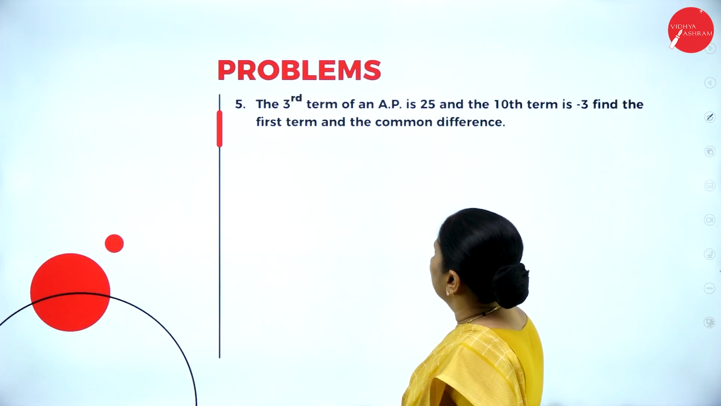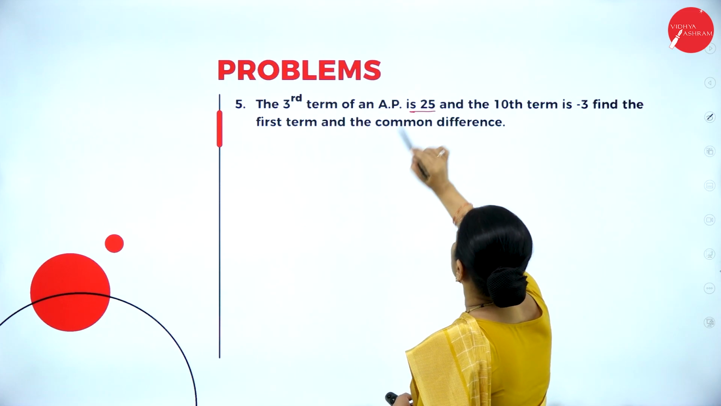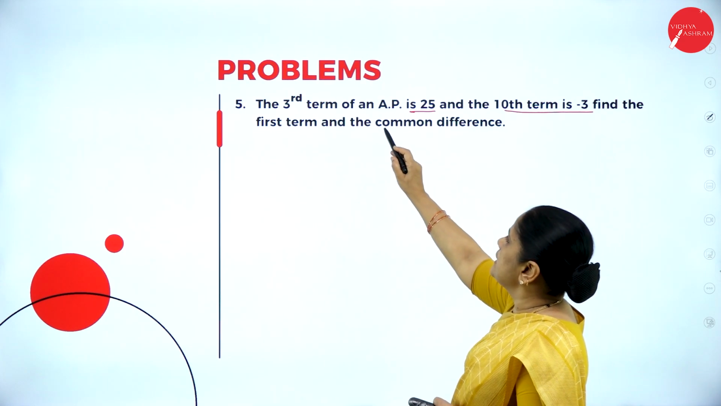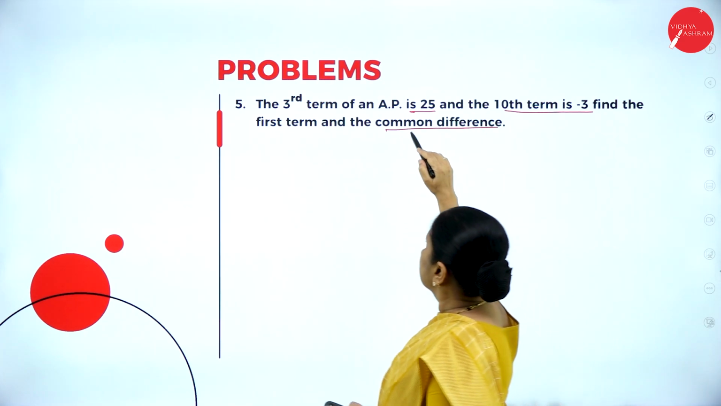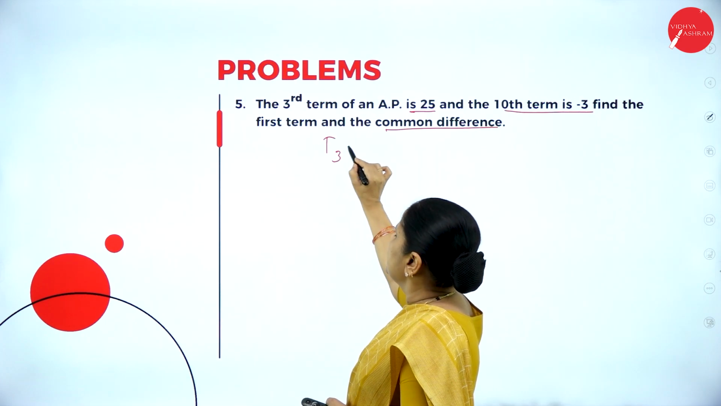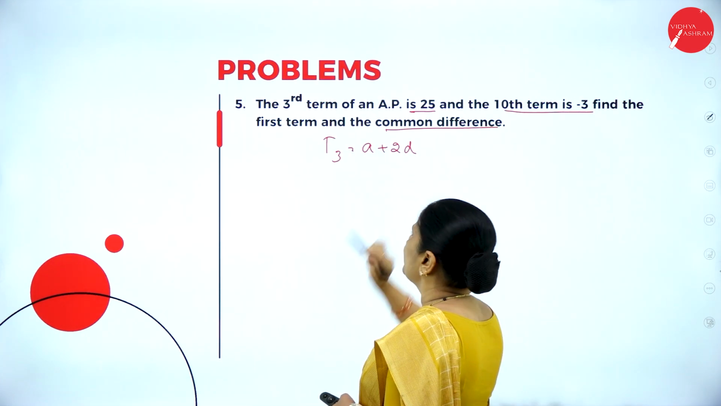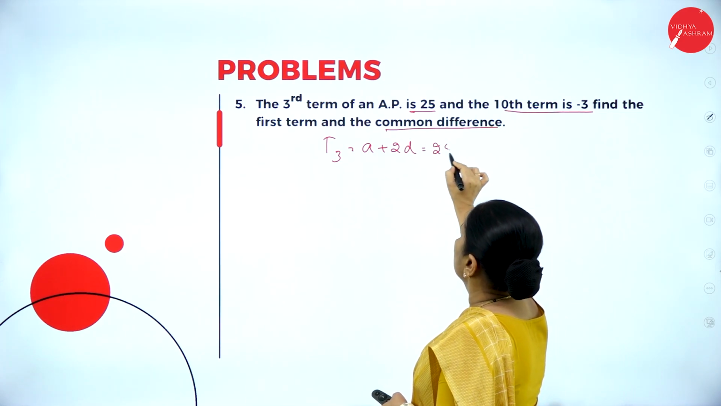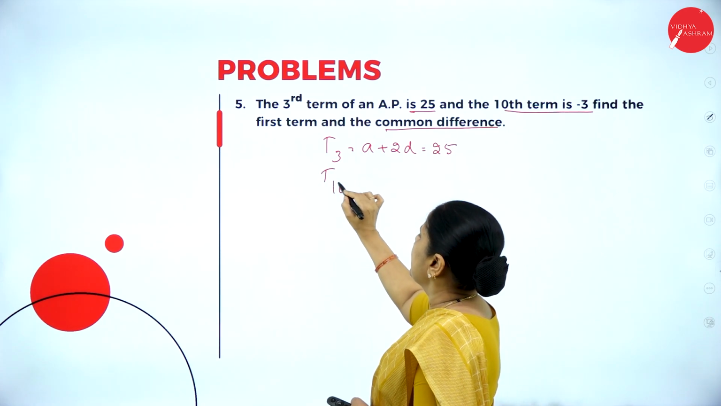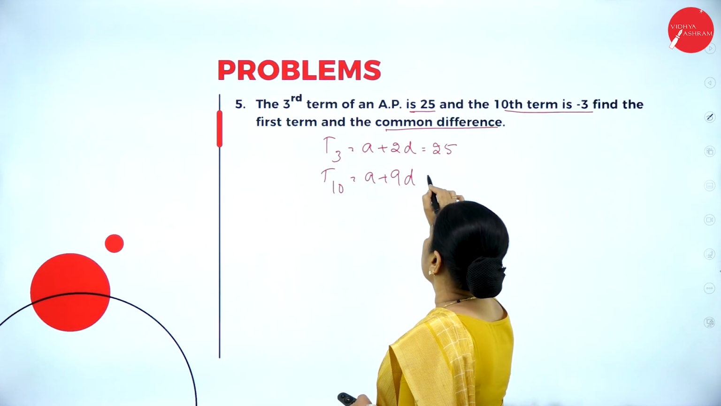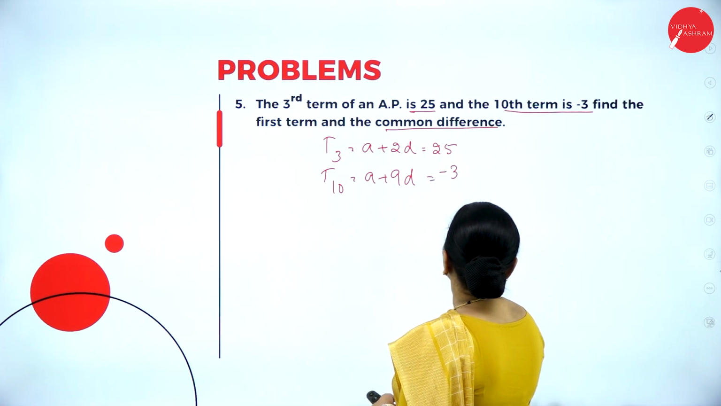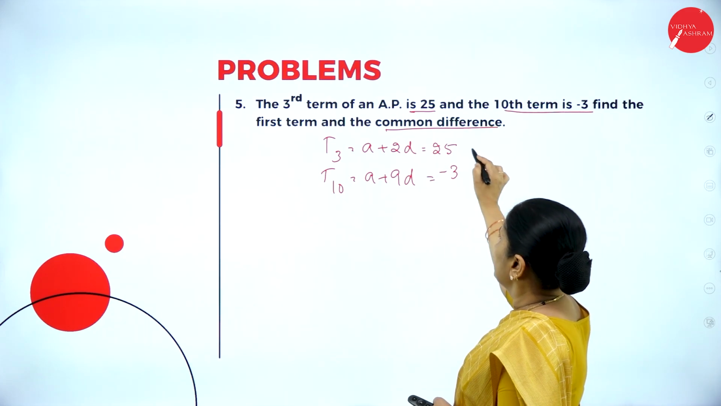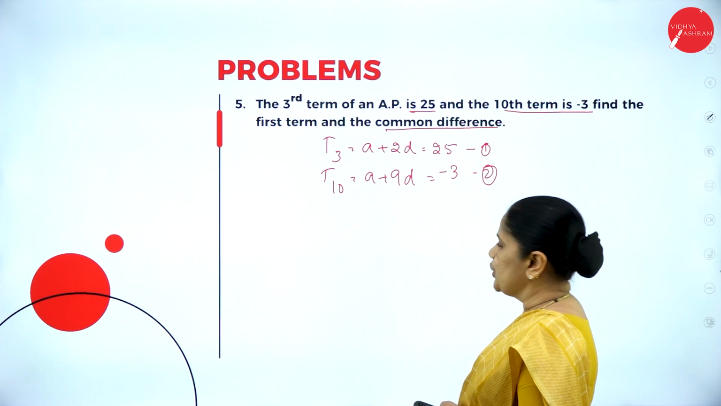Now, the next problem, the third term of an AP is 25 and the 10th term is minus 3. Find the first term and the common difference. Now, the third term of an AP, T3 will be equal to A plus 2D. Now, they have given us the third term, A plus 2D equals 25 and T10 equals A plus 9D equals minus 3. Find the first term and the common difference. So we have equation 1 and equation 2 here.